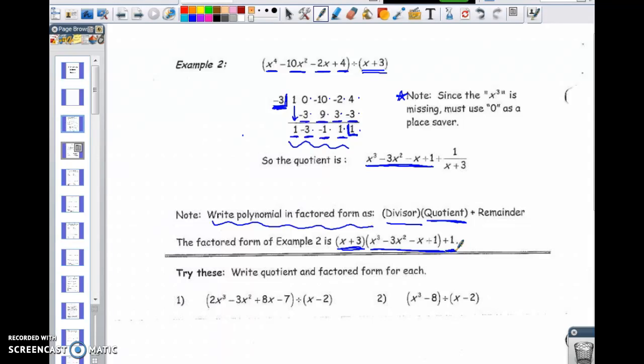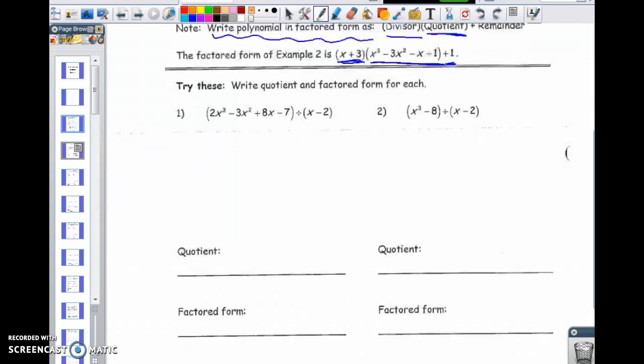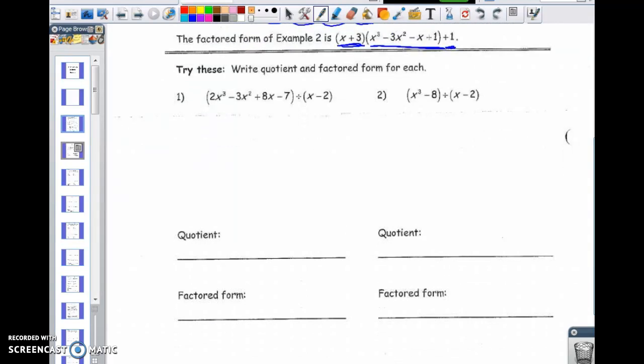Okay, then we have these, try these. Write the quotient and factored form for each. So let's take a look here. Number 1. If this is x minus 2, I'm going to start with a positive 2. 2x cubed minus 3x squared plus 8x minus 7. So I'm going to have a 2, negative 3, 8, negative 7.